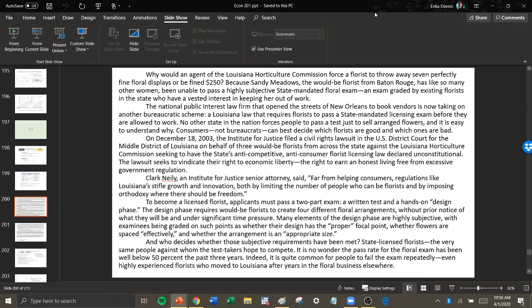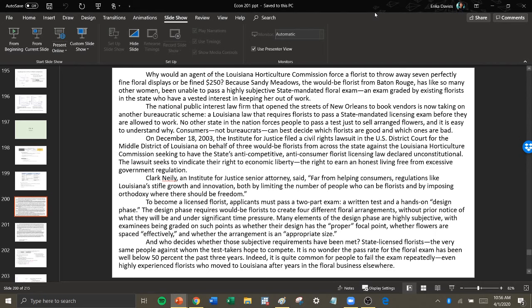To become a licensed florist, applicants must pass a 2-part exam, a written test, and a hands-on design phase. The design phase requires would-be florists to create 4 different floral arrangements without prior notice of what they will be and under significant time pressure. Many elements of the design phase are highly subjective, with examinees being graded on such points as whether their design has the proper focal point, whether flowers are spaced effectively, and whether the arrangement is an appropriate size.